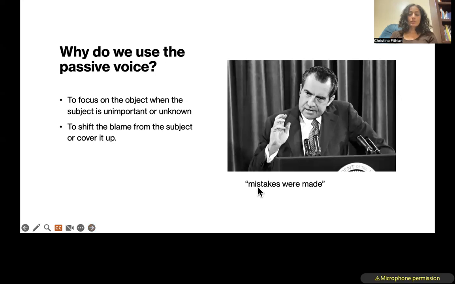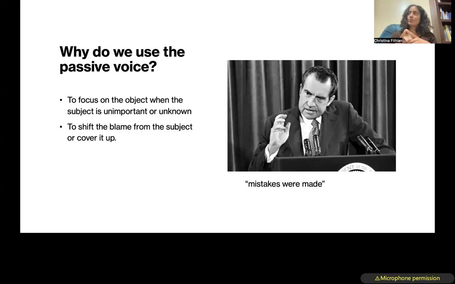Well, here's one. Mistakes were made. Now, this was made very famous by Richard Nixon, and I think a number of other politicians and high-ranking leaders and officials have used this sentence. Mistakes were made. Now, when we think about this, it's not saying who made the mistakes. And that's why this was actually a very interesting sentence when Nixon said it during the Watergate scandal, because he didn't want to admit that he made mistakes or his administration made mistakes.